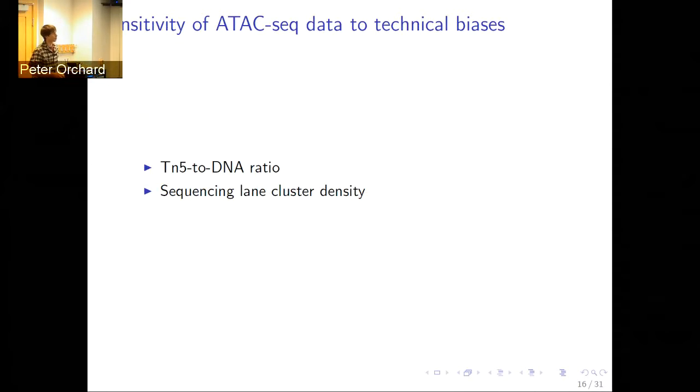Also, as part of that manuscript, we wanted to do a couple of experiments to look at things that we thought might bias ATAC-seq results. So I'm going to run through those pretty quickly. I'll explain why each one of these is interesting in turn.